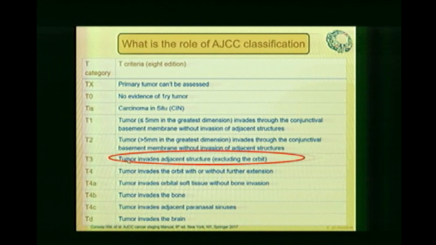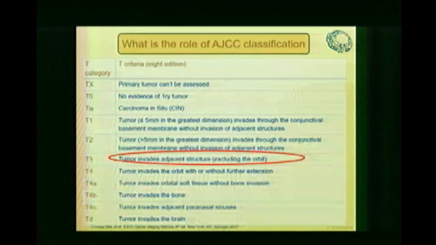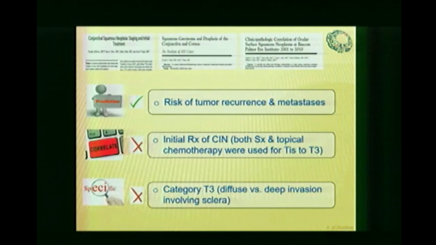Look at T3. It's a tumor that invades adjacent structures excluding the orbit, which means the cornea, the sclera, it's a very broad term. And then T4, if it involves the orbit, including the brain. So how can we follow this one? Is it by just doing optical or ultrasonic imaging or MRI? No, it has to be done with a confirmed histopathological specimen, in addition to the images which I showed you before for the invasion.